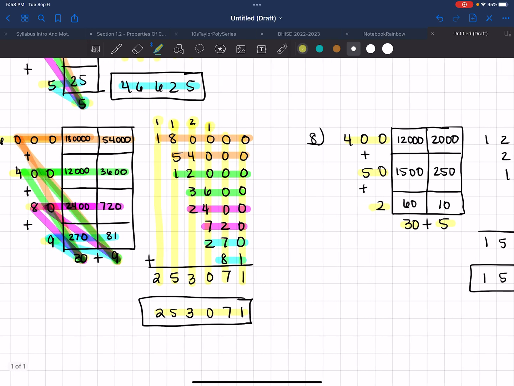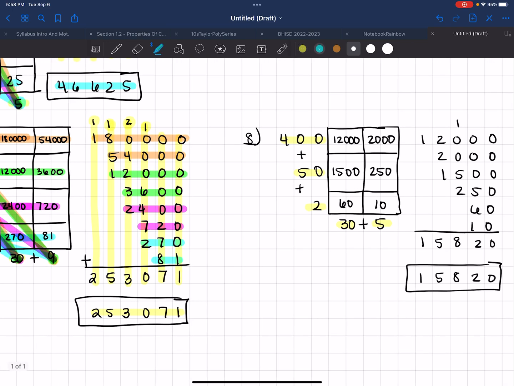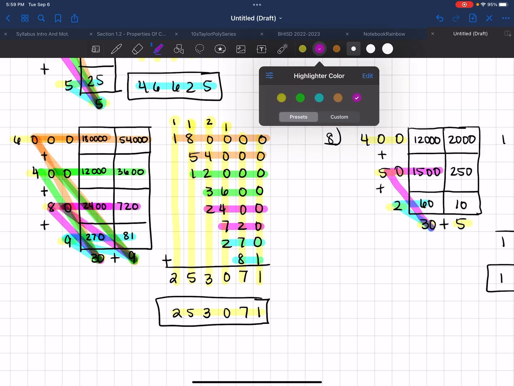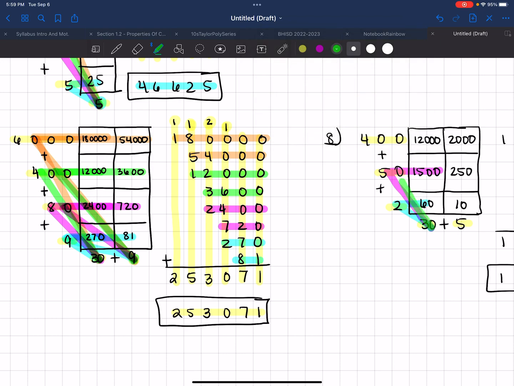Let's see, what do I usually start with? My blue. Okay, so 30 times 2 is 6. I'm sorry, not 6, 60. Then I have, let's see, my pinks. So I have 30 times 50 is 1,500. And then I have 30 times 400 is going to give me 12,000.